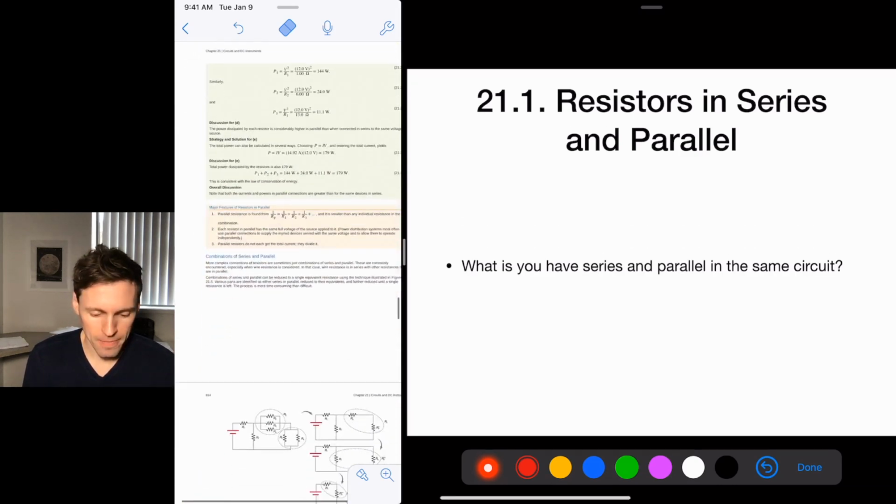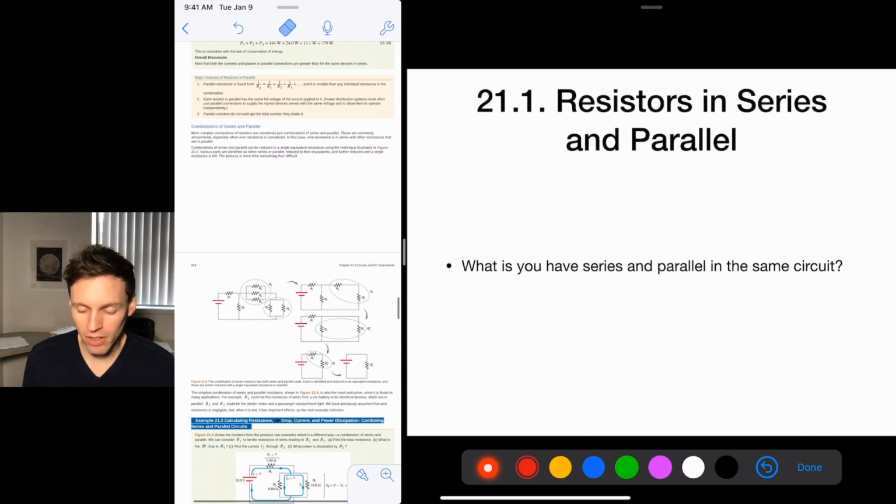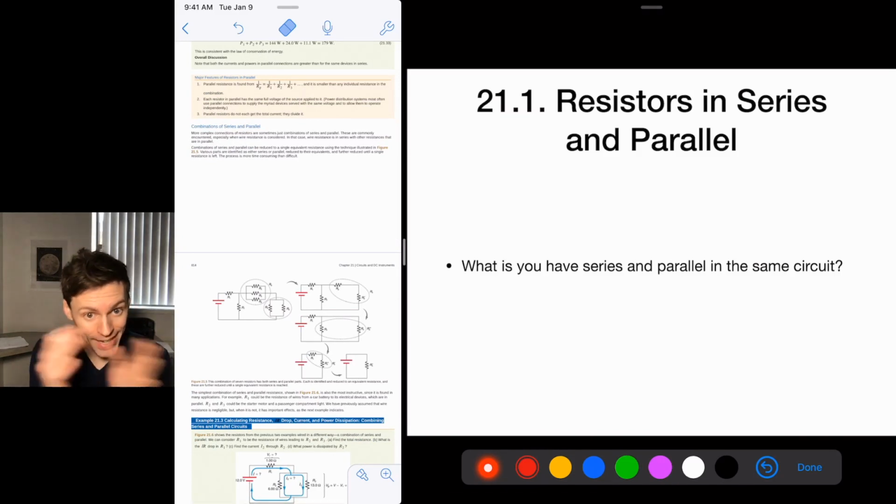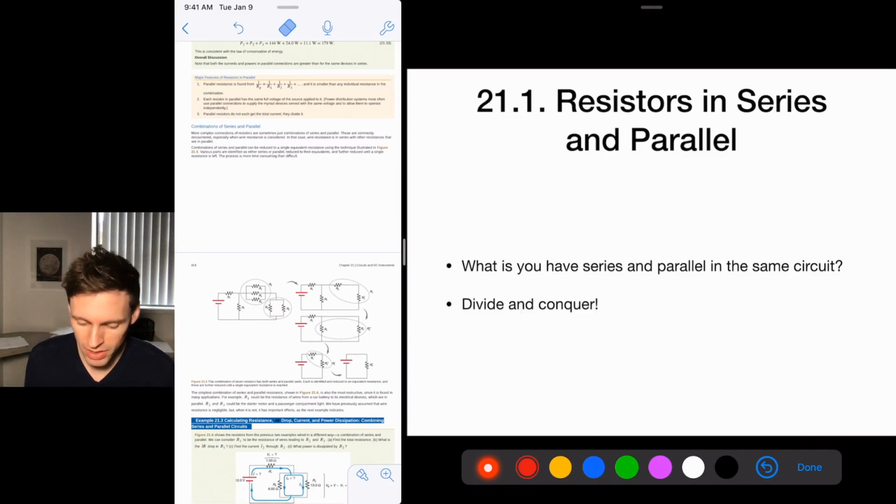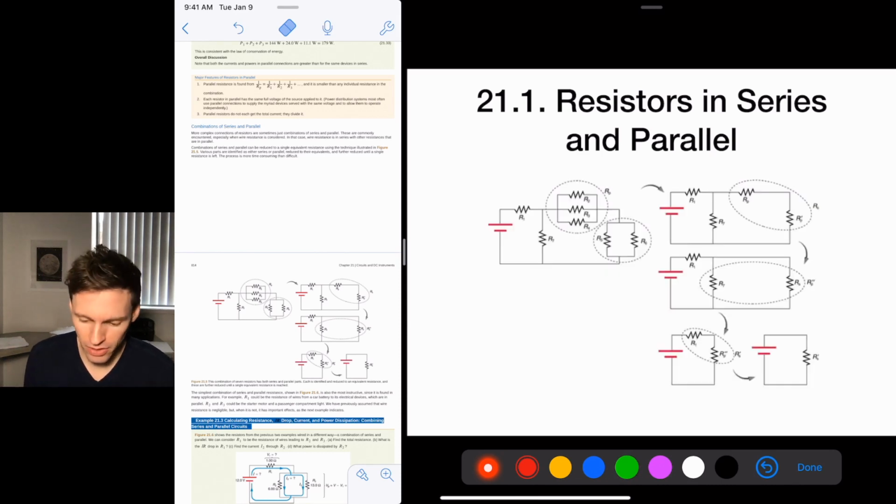Okay, so what if you have series and parallel resistors in the same circuit and you want to calculate the total resistance? You have to divide and conquer, and this is going to be a common thing in the homework that you're going to be doing. Let's say you've got a circuit like this. You've got your battery, and you've got one resistor, but then it splits. And now this splits off. Oh, we've got 3 resistors in parallel. So we need to combine this guy.